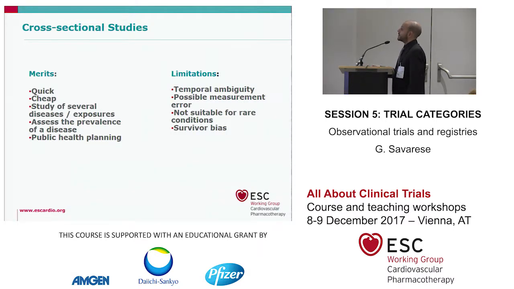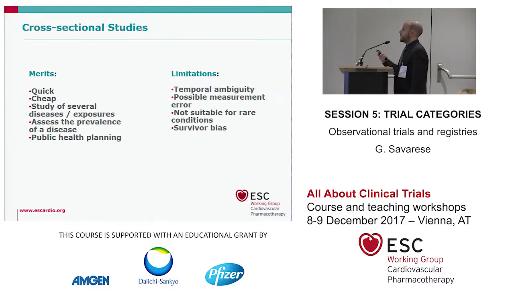There are some merits and some limitations for cross-sectional designs. The merits are that these studies are quick, cheap, and allow us to study several diseases and exposures at the same time. They are very good to assess the prevalence of a disease, and they are really good for public health planning.